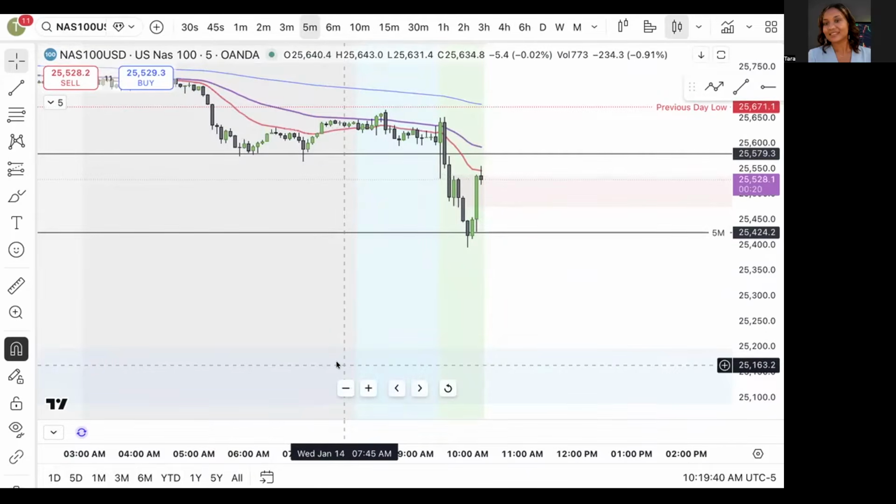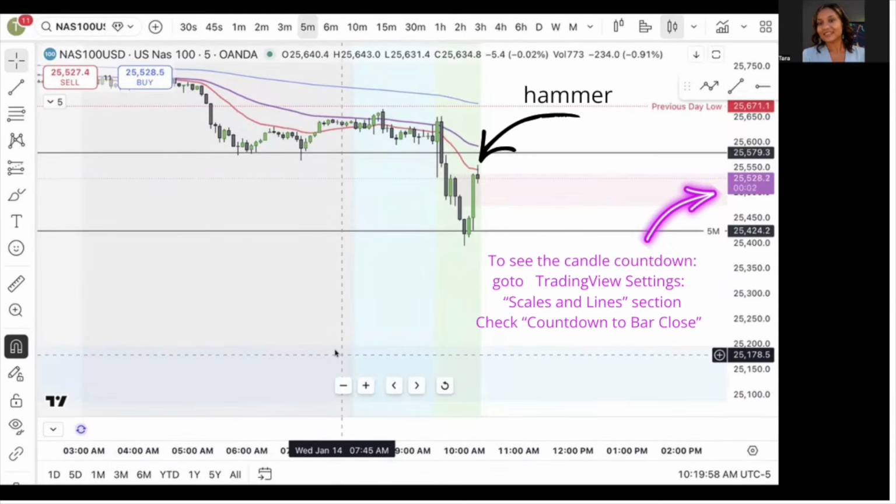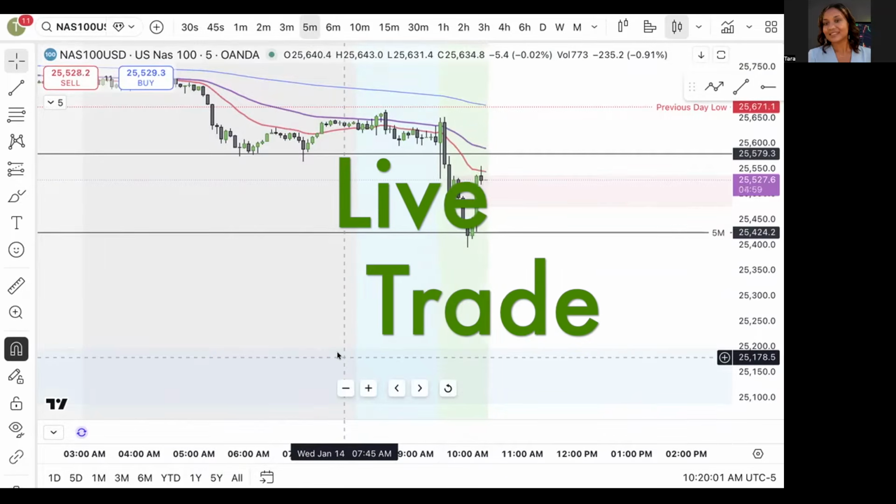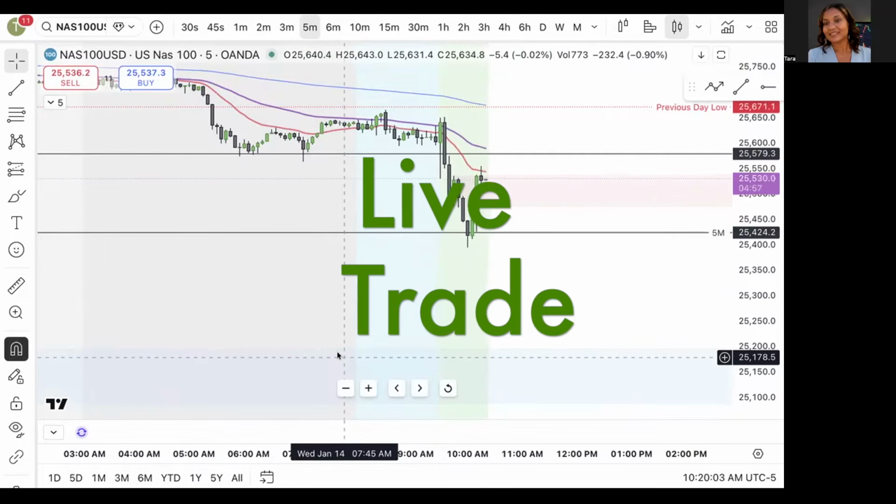Okay, and then I noticed that a hammer is forming, and it looks like it's pushing away from that lower EMA line. And I also take a look at the countdown clock, and I notice that there are only a couple of seconds left. And so that looks like a good signal and a good time to enter. And so now let's look at the live trade.